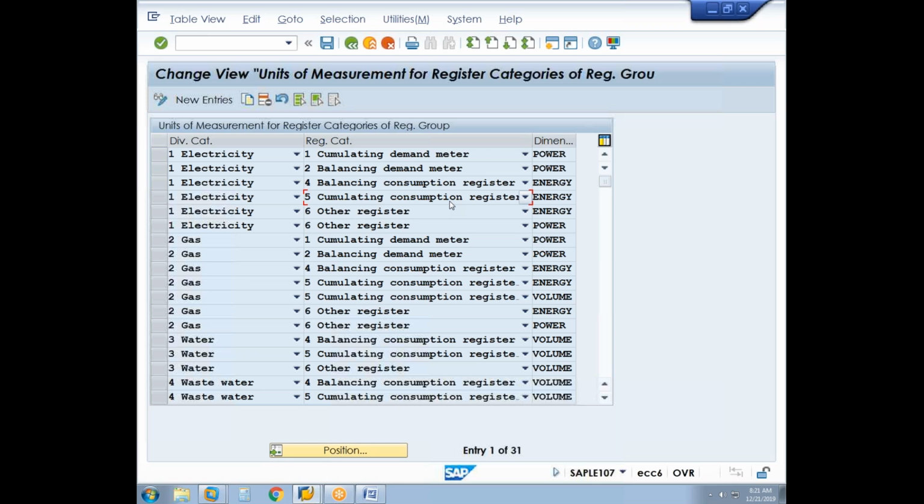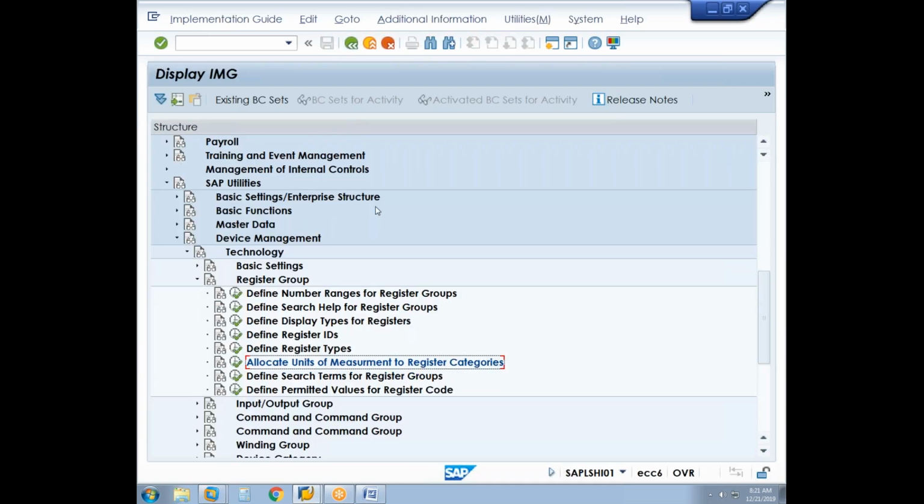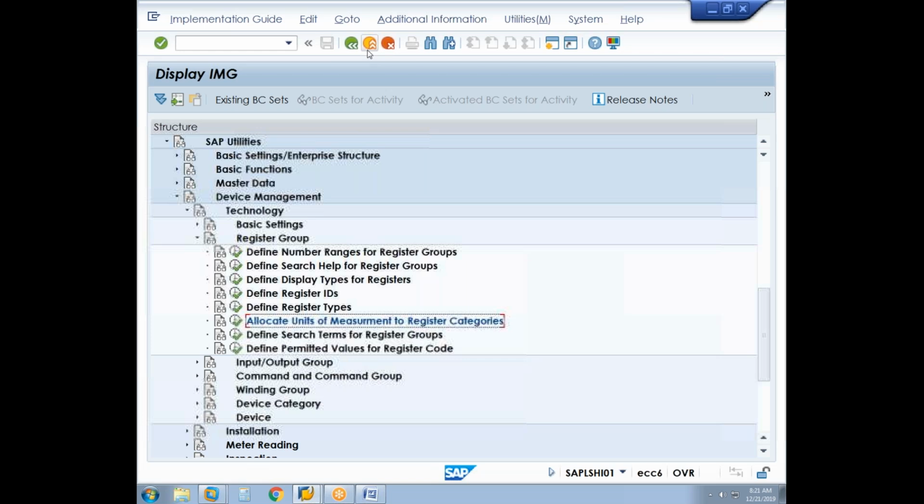For demand, it is different, so we will see it later. Whether it's an electricity meter or water meter or gas meter, every month you take a meter reading, deduct the previous month's meter reading, and we get the consumption because it is cumulating. So we have register category for the division. These are the data we require.